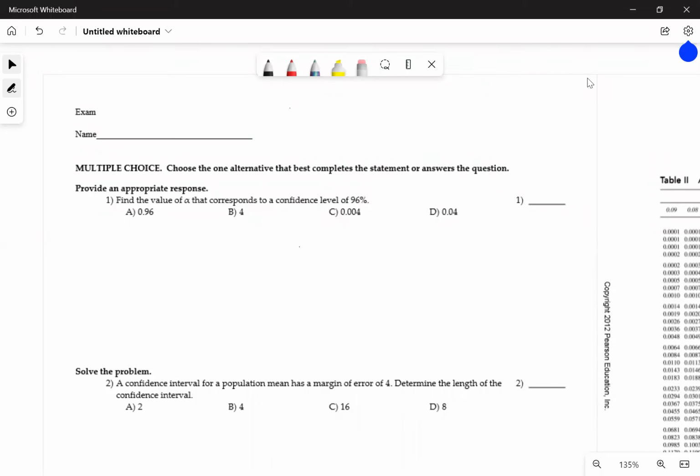So we're going to do chapter 8, and we're doing some examples on chapter 8.2. So one thing we've got to understand is, how do we find alpha? If my confidence level is 96, and remember, we can't use percentages in an equation. We have to use the decimal. So alpha is equal to 1 minus my confidence level.